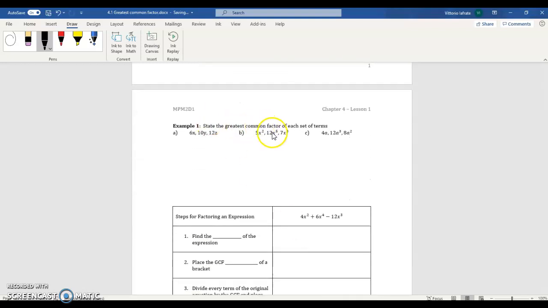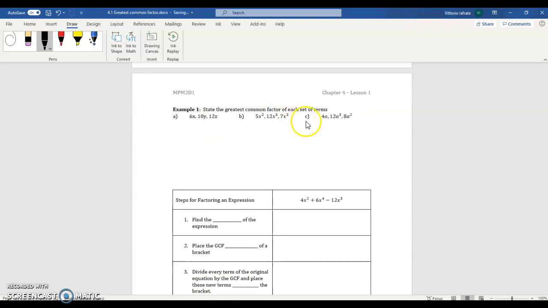So here we have some examples where you need to find the greatest common factor among a set of terms provided to you. And you can follow the same list of steps that we just did in the previous questions. So example 1, we have A, B, and C. I would recommend you pause the video, try it yourself first, and then come back to see if you're on the right track. So I'm going to look for the biggest number that can divide evenly into the set of numbers that I have here.